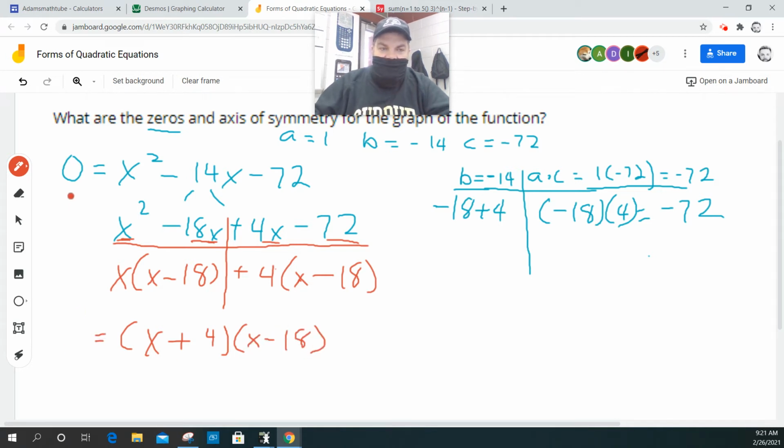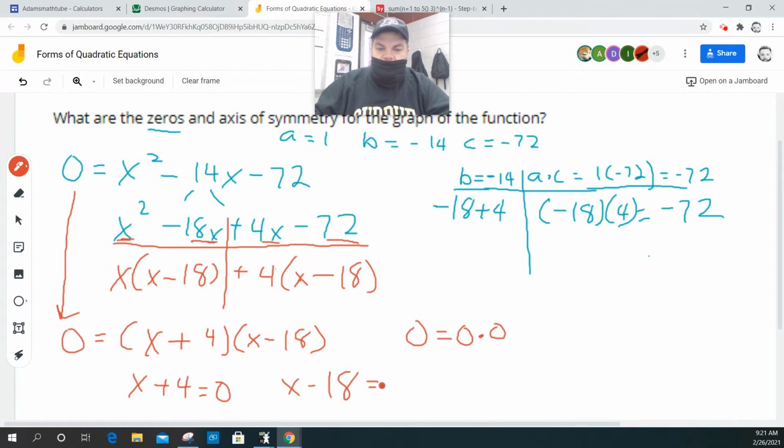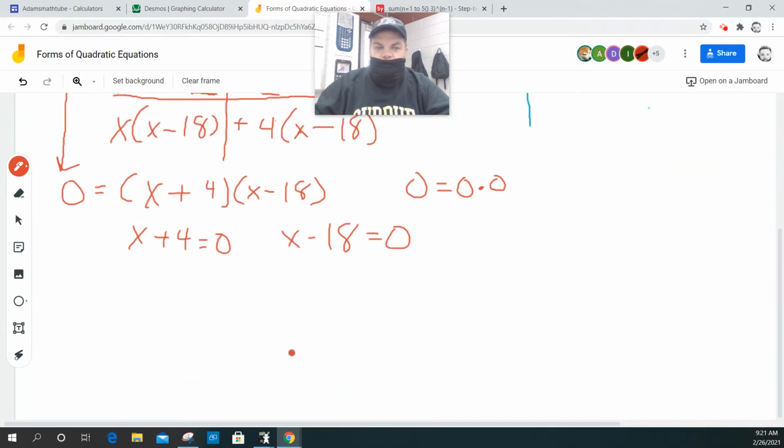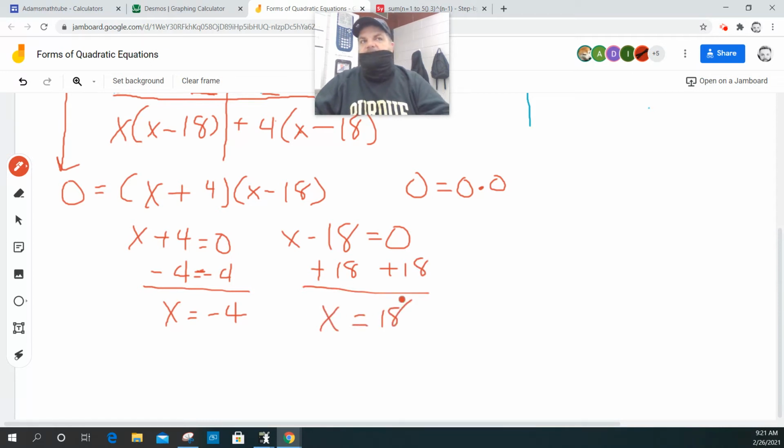So all that gets set equal to 0. So now to solve that, remember that 0 is equal to 0 times 0. So that means that x plus 4 has to equal 0, and that x minus 18 has to equal 0. So what do I do? On this equation, I'm going to subtract 4 from both sides, right? That's an equal sign. And I get x equals negative 4. On this one, I'm going to add 18 to both sides, and I get x equals positive 18.